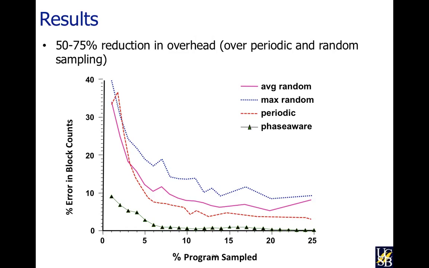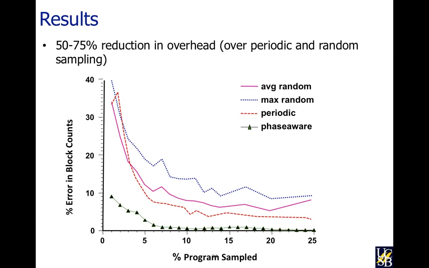Here are some results to show you how well that works. Along the y-axis, we have error. So the higher this is, the worse. You want to keep your error low. Again, we're sampling, so we don't have perfect information, but we're trying to get as perfect as possible. 0 is perfect. Across the bottom, we have the percentage of the program that is sampled.